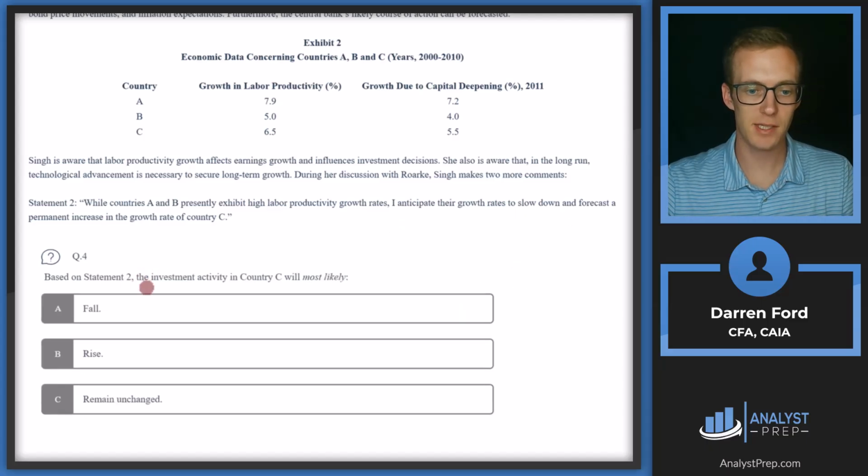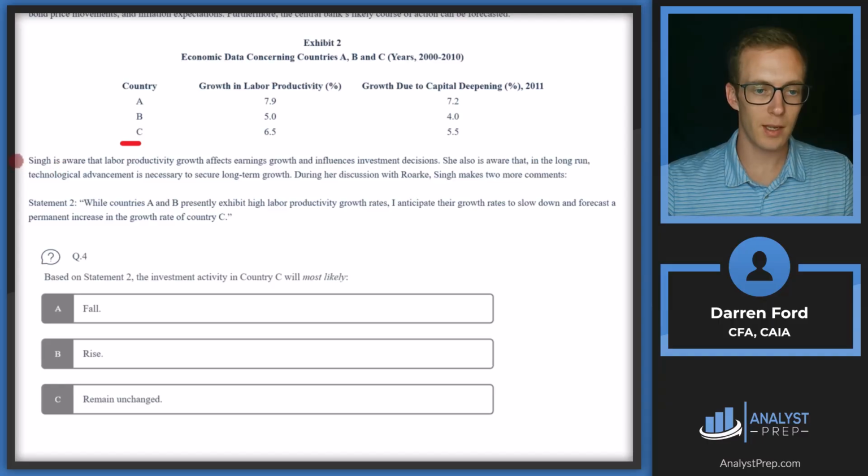Question 4, based on statement 2, the investment activity in country C will most likely fall, rise, or remain unchanged. So we left off at Exhibit 2, and let's read these last couple paragraphs. Singh is aware that labor productivity growth affects earnings growth and influences investment decisions. She is also aware that in the long run, technological advancement is necessary to secure long-term growth. During her discussion with Rourke, Singh makes 2 more comments.